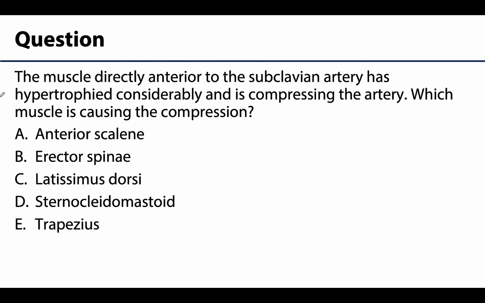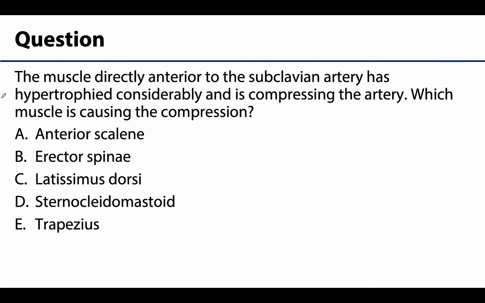Okay, let's finish off this section with a question. So the muscle directly anterior to the subclavian artery has hypertrophied considerably and is compressing the subclavian artery. Which muscle is this? What is causing this compression? Is it A, the anterior scalene? B, the erector spinae? C, latissimus dorsi? D, sternocleidomastoid? And E, trapezius.